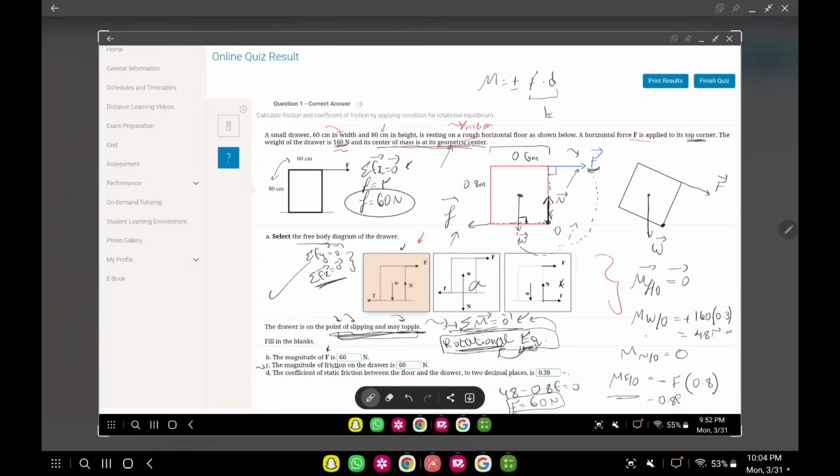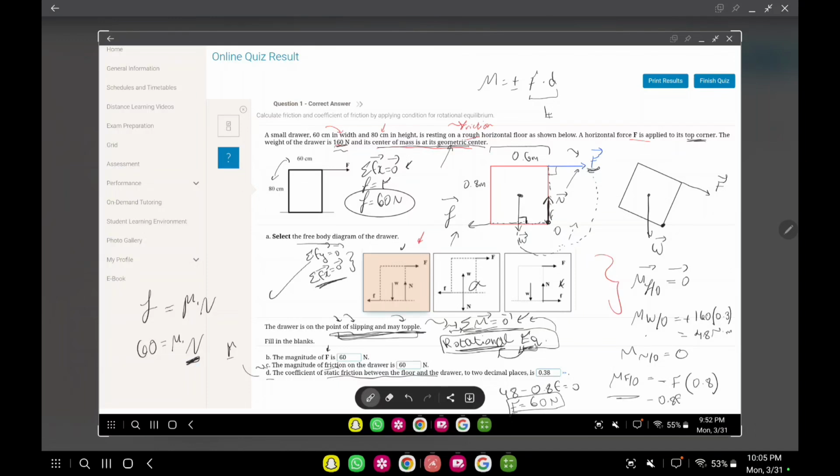For part D, what is the coefficient of static friction? Always when we have coefficient of static friction, that means they want mu, right? And they asked us to find friction. So what do you think you're going to use? How do you relate the friction to the coefficient mu? F equals mu times N, right? So 60 equals mu times N. But here we need to find N.